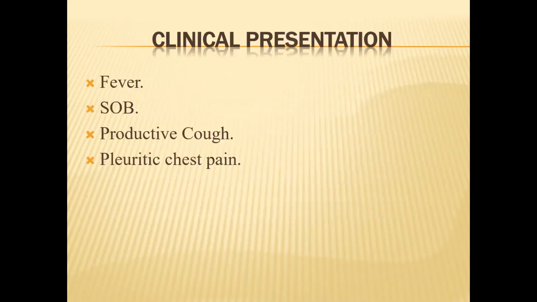Next slide, sir. The clinical presentation of all the pulmonary and non-pulmonary complications includes fever; non-infectious fever may or may not be present, but in the infectious one, fever will be present. SOB is a common clinical symptom in both infectious and non-infectious pulmonary complications. Productive cough may be present in the bacterial and viral, and in the non-infectious, productive cough may not be present. Pleuritic chest pain is another clinical symptom. Next, sir.